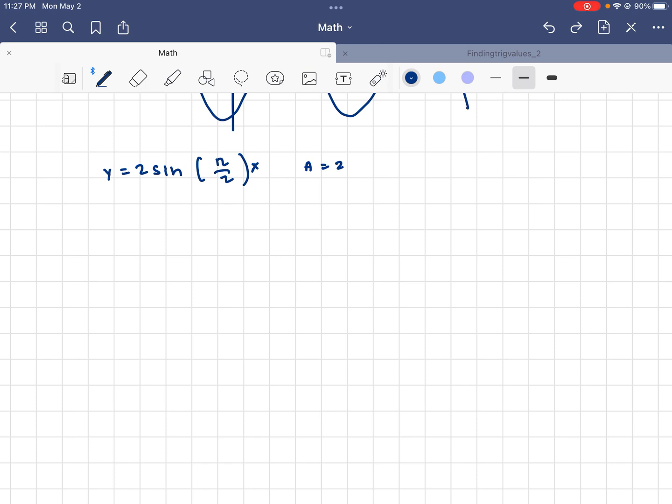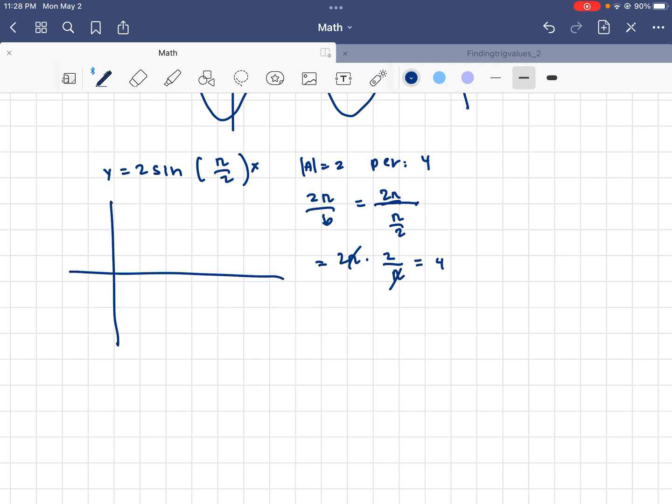And let's figure out our period. So the formula for the period is 2 pi over b. And here our b is pi over 2. So 2 pi divided by pi over 2 is the same as multiplying by the reciprocal. And that gives you 4, because that cancels out. So our amplitude is 2, and our period is 4.